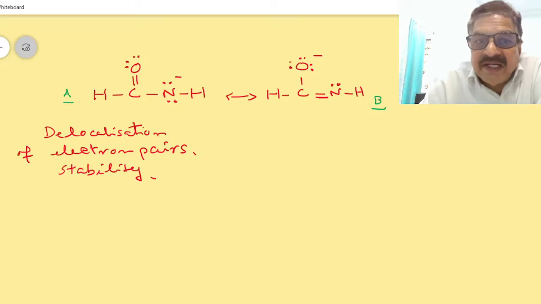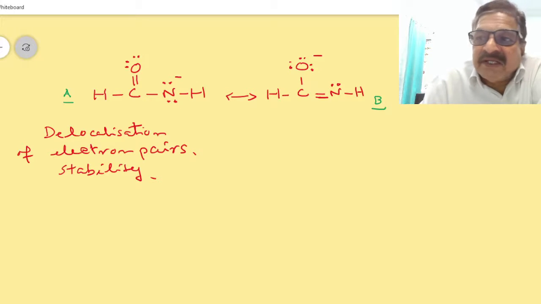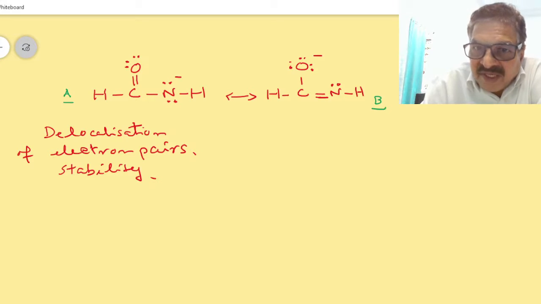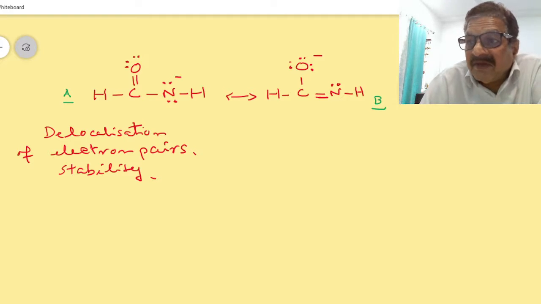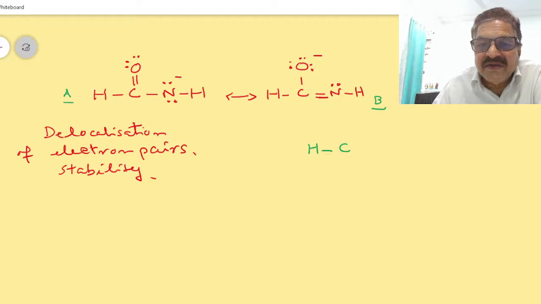Okay, now another rule here is that the resonance structures must have the same number of unpaired electrons here. The number of electron pairs will remain the same in each structure. Okay, then the resonance structures must also have the same number of unpaired electrons. Now, if you draw a structure like this, it is not a resonance structure. HC.